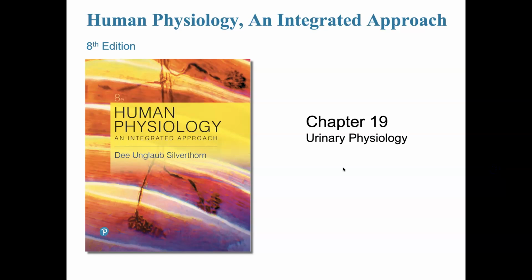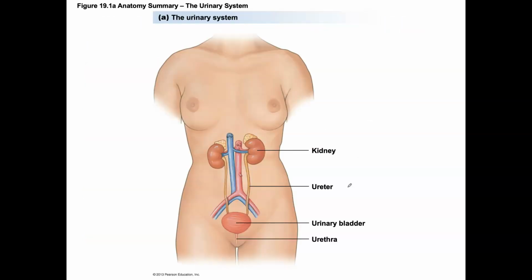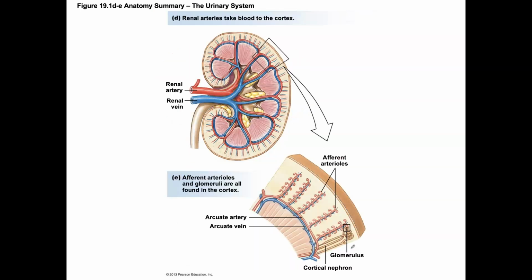Let's talk about urinary functions and processes. So before we get into functions and processes, let's take a quick look at the anatomy of the urinary system. From a gross anatomy standpoint, the urinary system is very simple: 2 kidneys, 2 ureters, a urinary bladder, and a urethra. Most of the complexity comes into play when we look at the internal structures of the kidneys. And really, it's the kidneys that provide the functionality of the urinary system.